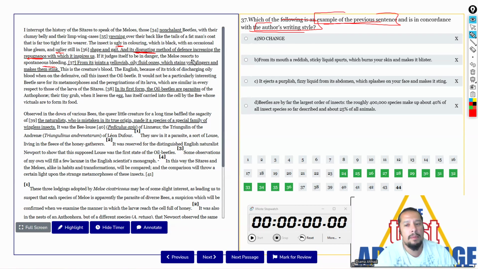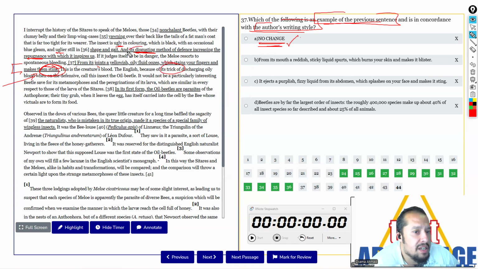So a lot of people are going to tell me answer B because of blood, I think, from its joints, a yellowish oily fluid which stains your fingers and makes them stink. Now, first I'm going to tell you answer A is the best answer. Why? Because of the word choice. That's what matches the author's style, right?